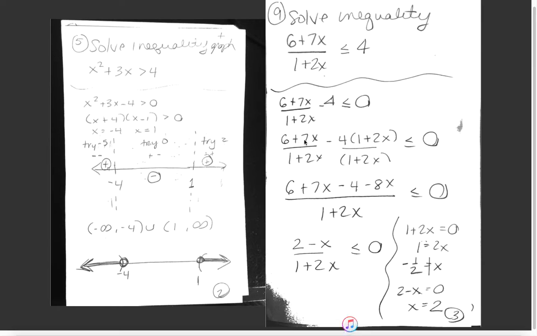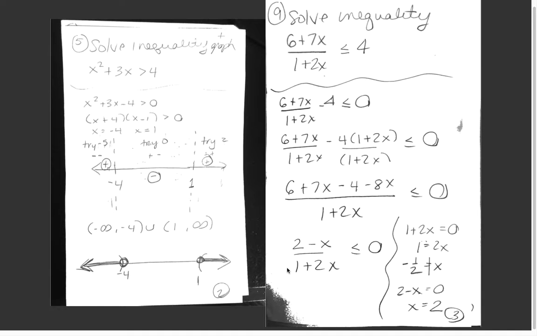So I have 6 plus 7x minus 4 times 1 is minus 4. Minus 4 times 2x is negative 8x. So I combine like terms. 6 minus 4 is 2. 7x minus 8x is minus x, and that's all over this denominator. Now, because this is rational, I have to be concerned about what makes the denominator 0, and I need to exclude that from my solution.